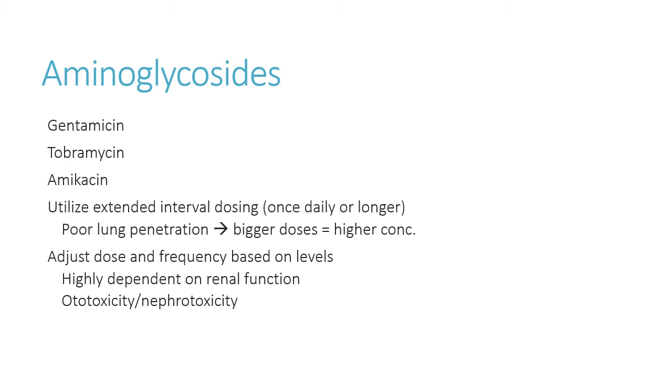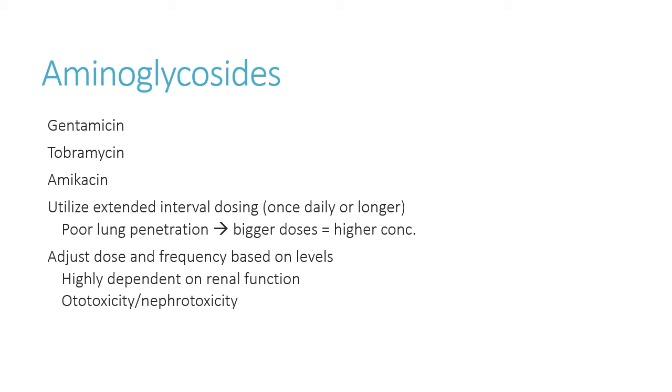Getting into aminoglycosides, again, we have Gent, Tobra, and amikacin here. Now, one of the things we've done in recent years is going from Q8-hour dosing to just one-time daily dosing. This gives us the ability to give a really big dose up front and then to clear it as they go along. And usually every 24 is going to be good enough for most patients.